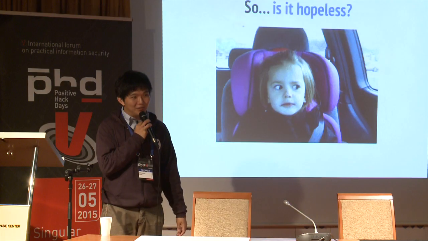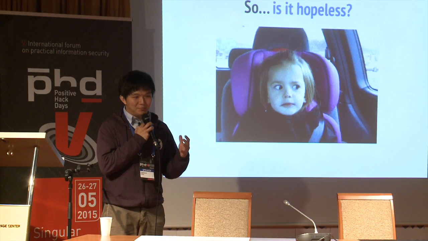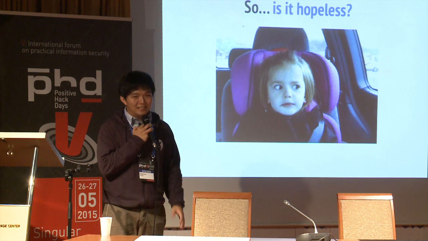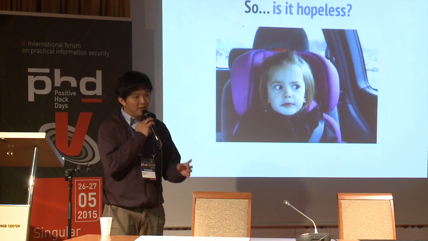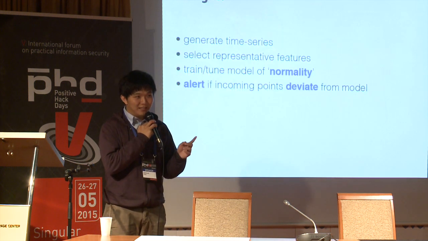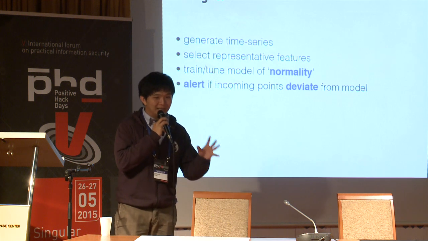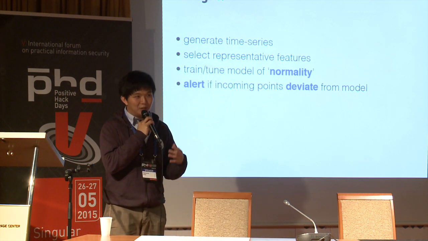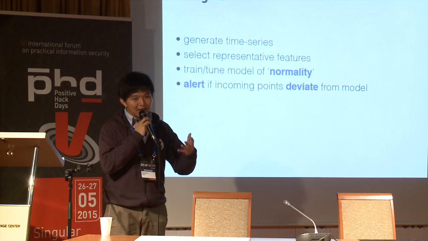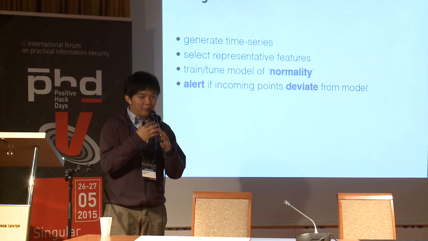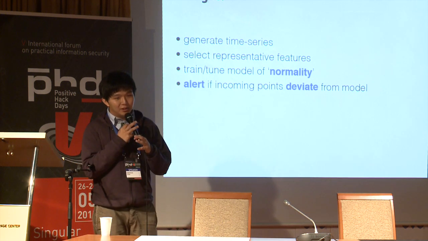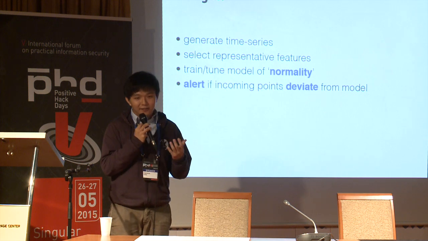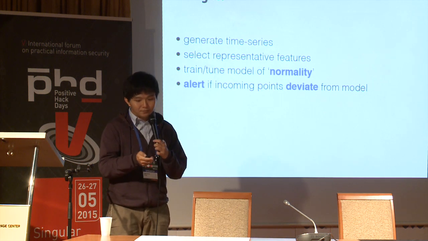We want to explore this problem and see if it can actually be solved at all, if you can actually use machine learning for this purpose. To do that, the first thing you'll do is generate a time series, because if you want to do anomaly detection, you have to generate some kind of time series data from which you can generate a notion of normality. Then you want to select features, train this model, and alert if new points coming in deviate from this model.